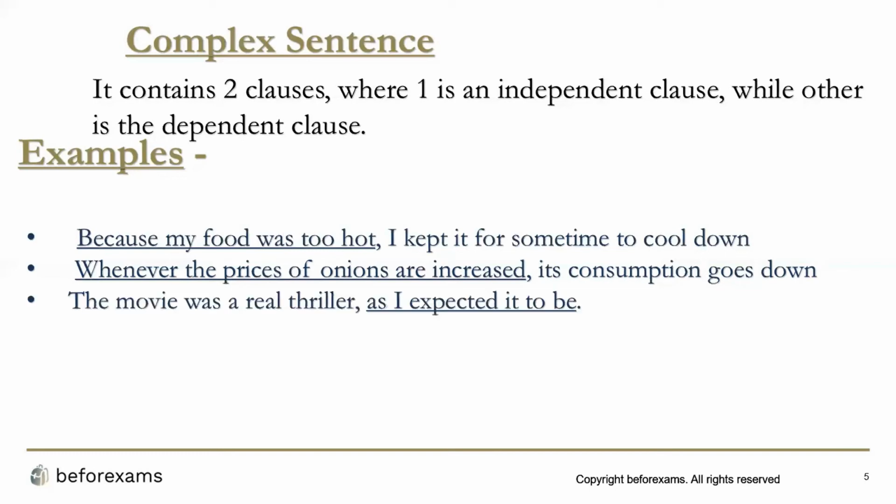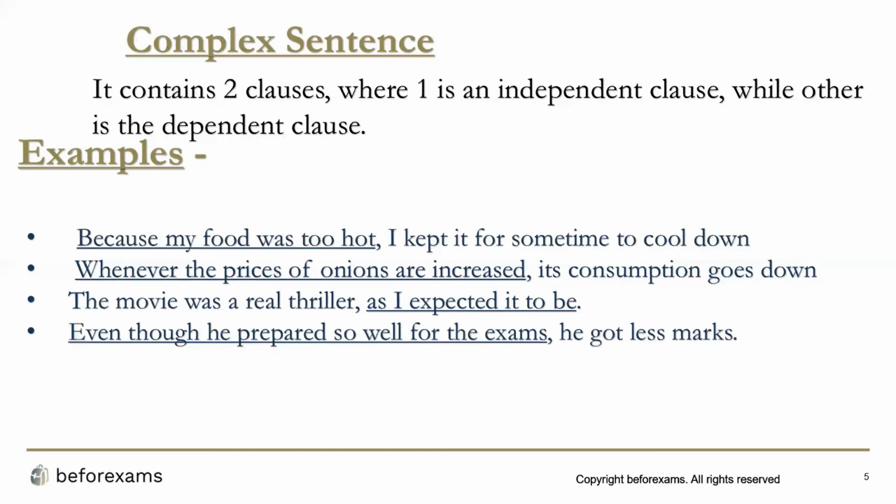The movie was a real thriller, as I expected it to be. Now, "the movie was a real thriller" is an independent clause here. "As I expected it to be" is a dependent clause here. If I say only "as I expected it to be", what I'm trying to convey, the listener will not get anything. That's why this is a dependent clause.